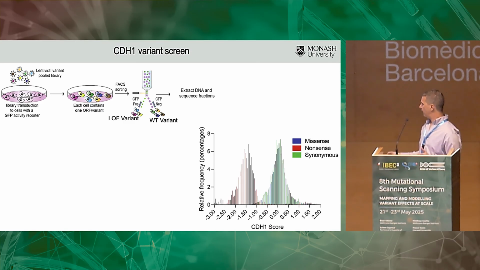First, just a sanity check to see that this works. Here we have the CDH1 score, which represents the distribution of each of these variants. If you look at missense and synonymous mutations, they center around 0, and nonsense mutations are shifted to the left. So that's what we expected.